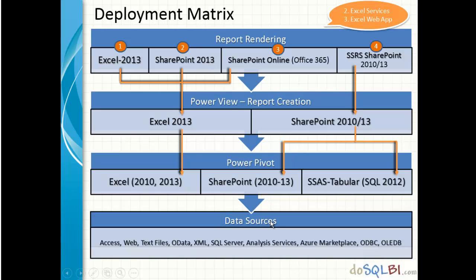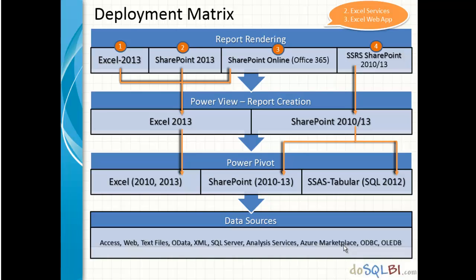Down below you see the data sources. Power Pivot and Power View can consume a variety of data sources. Below is a list of some of the data sources that are possible to consume. It's Access, Web, text files, OData feeds, XML, SQL Server, Analysis Services, Azure Marketplace, and all that support ODBC and OLEDB providers.